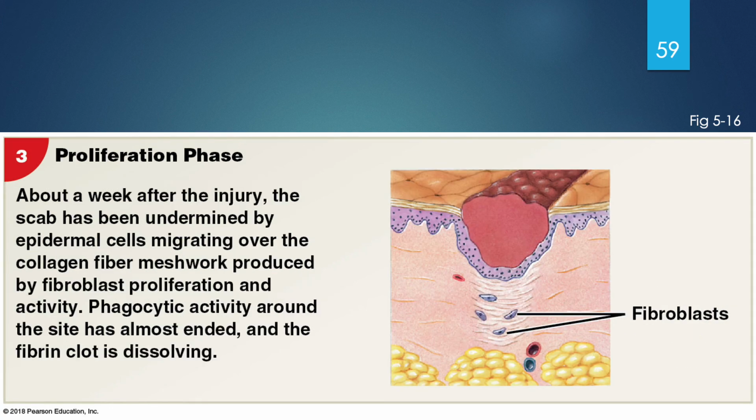About a week later, we're looking at the proliferation phase. So now it's not so much the cleanup crew coming in trying to eat up old debris and bacteria, but rather we're rebuilding after the demolition. What's happening now is we have epidermal cells that migrate in to start creating new epithelium. We have that collagen fiber meshwork that's been produced in the area to act as scaffolding. And the phagocytic activity is almost ended, but it's not completely done yet.